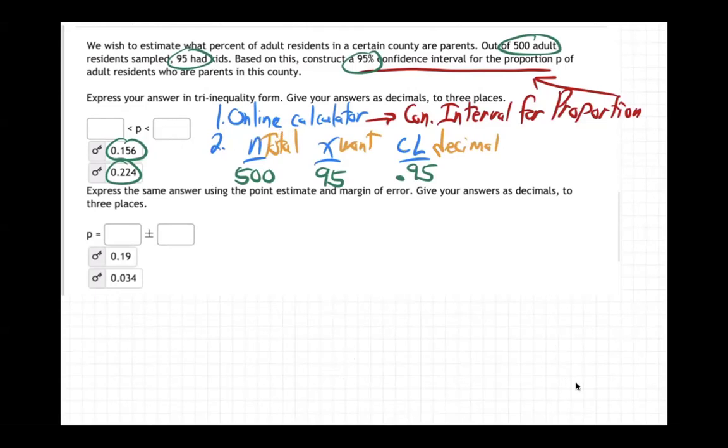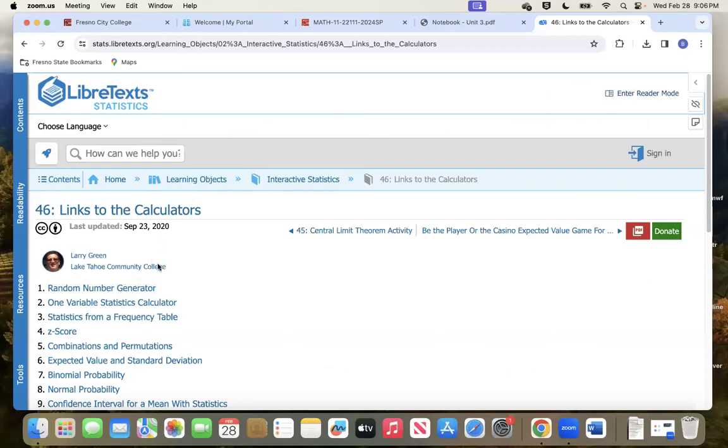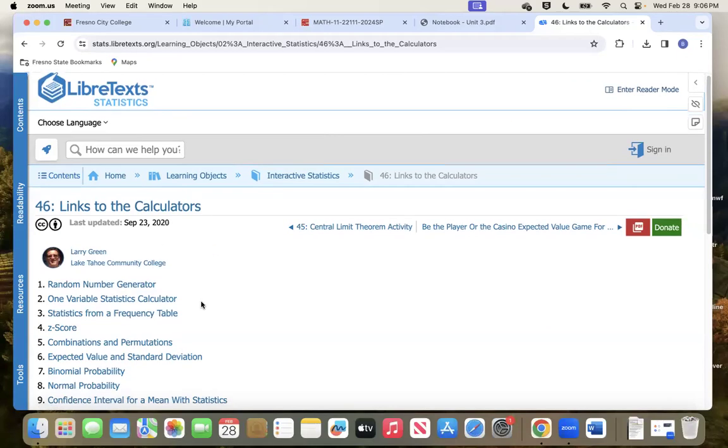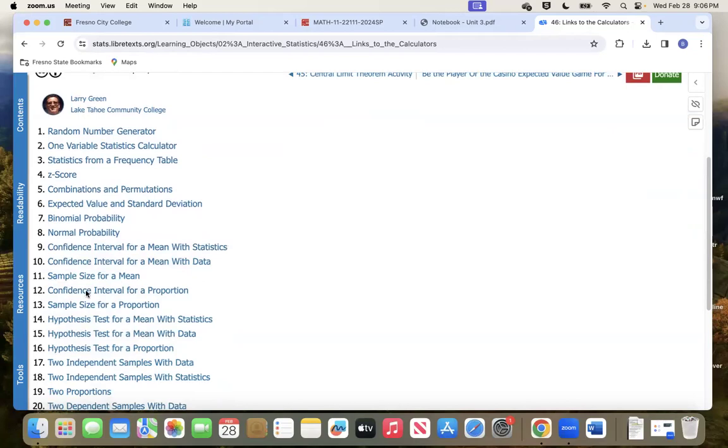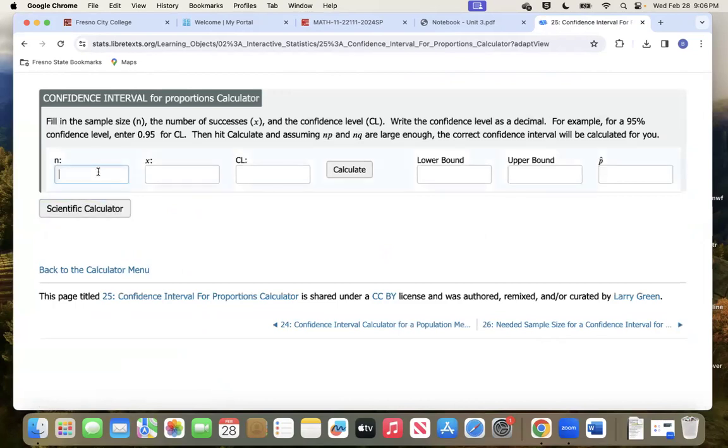So here on part one, we go back. Here's the online calculator. And we're going to go down to number 12, which is the confidence interval for proportion. Click on that. It opens up. And there's the n. We said that's 500 people total surveyed. 95 of them said they had kids. And we want a 0.95, make that decimal.